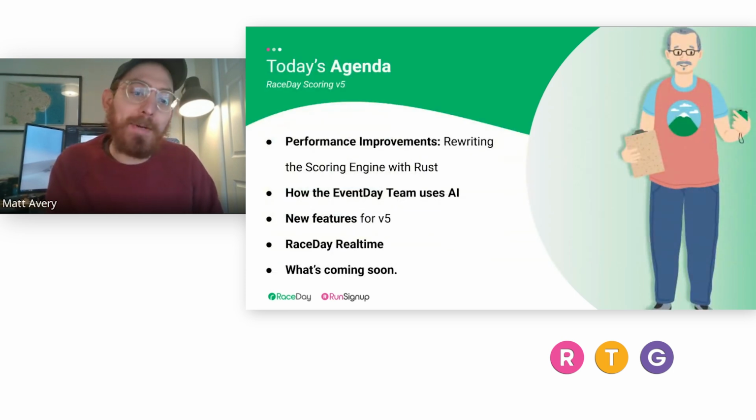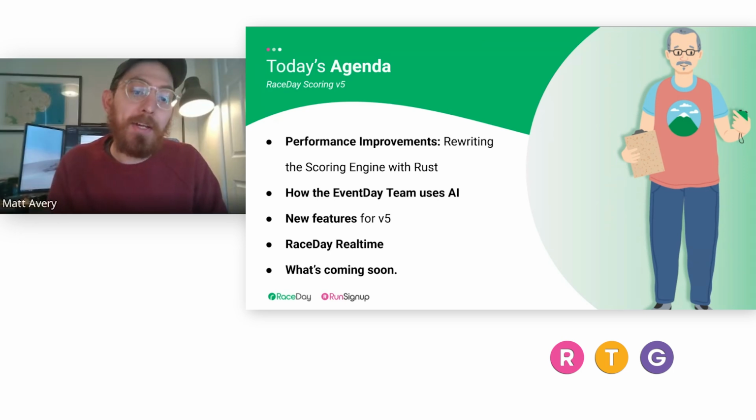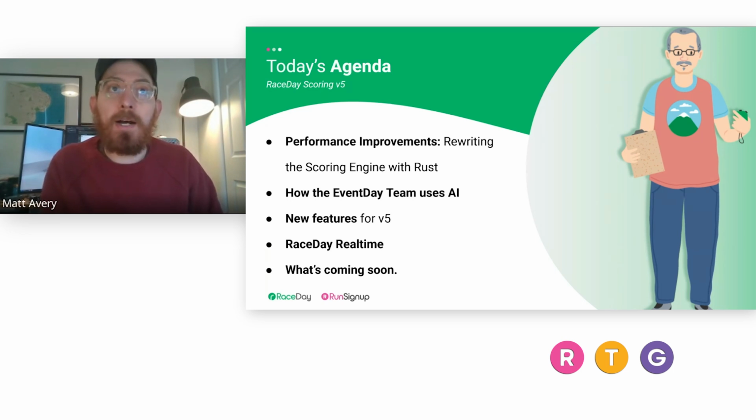First off, we're going to talk about the big performance improvements that we have made in version 5. James is going to talk a little bit about how the Event Day team is using AI. Then we're going to dig into some features, specifically new features for version 5 in RaceDay Scoring. We're going to talk about RaceDay Real-Time, so the RaceJoy integration. That's what that is. And then a few things that are coming soon on the horizon that we think are pretty exciting.